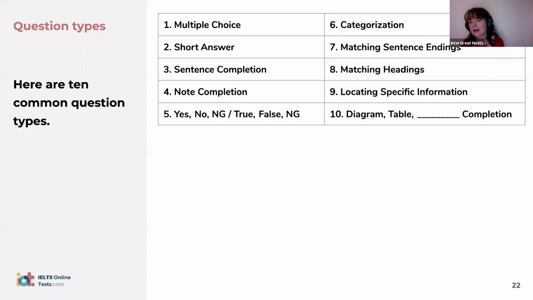Okay. And finally, you can be completing a diagram, a table, or some kind of, well, it could be a map actually, or a flow chart. So some kind of visual representation. And then you have to fill in the labels for that.